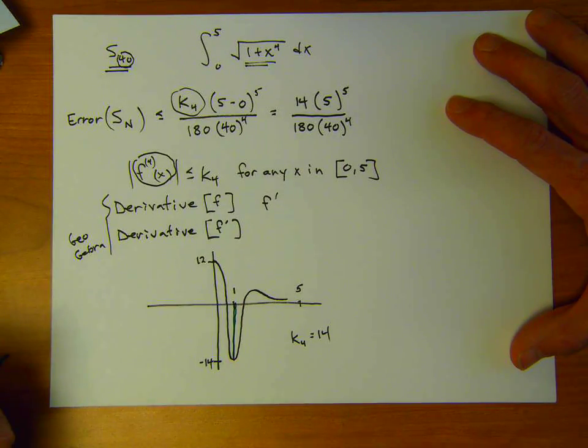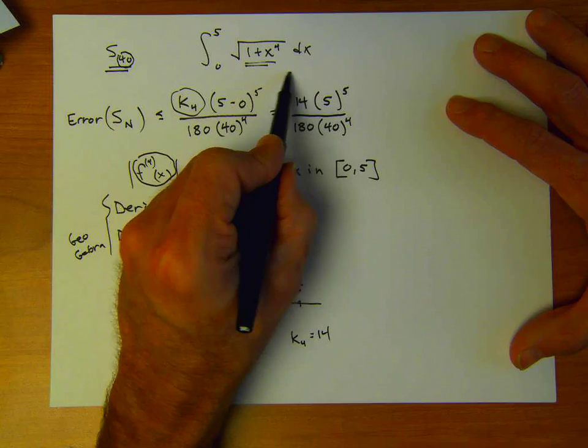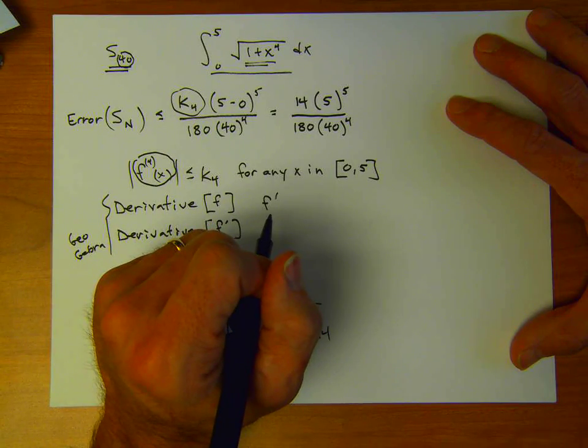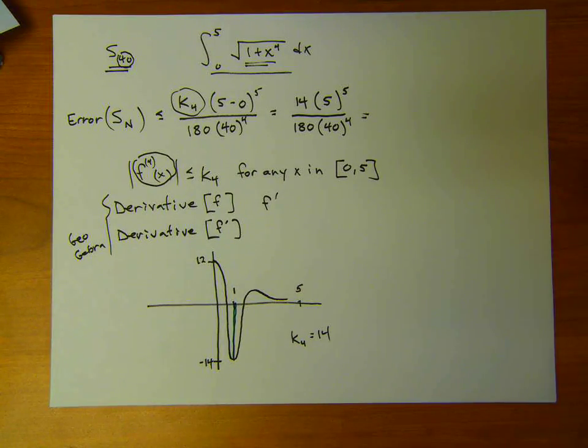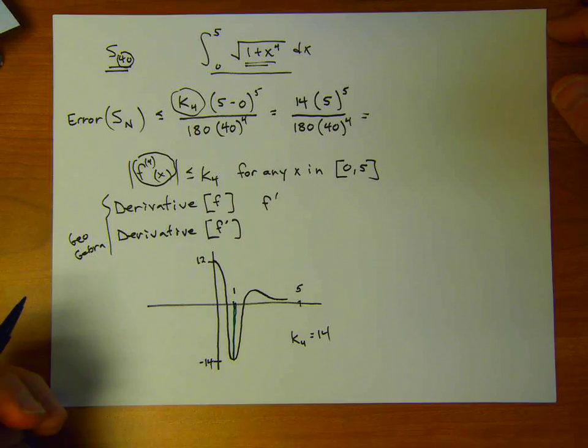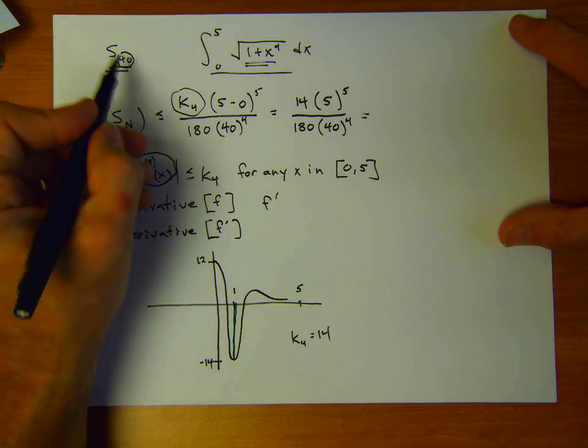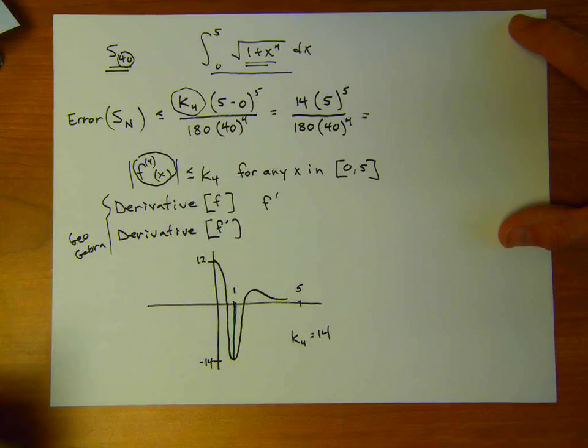S40 is going to be a very good approximation for this function on this interval. So I would suggest you go ahead, crunch that in your calculator, and that would give you what the maximum error is. But it's going to be on the order of something like 10 to the -7th or 10 to the -8th. Very, very small error after just 40 partitions for Simpson's rule.